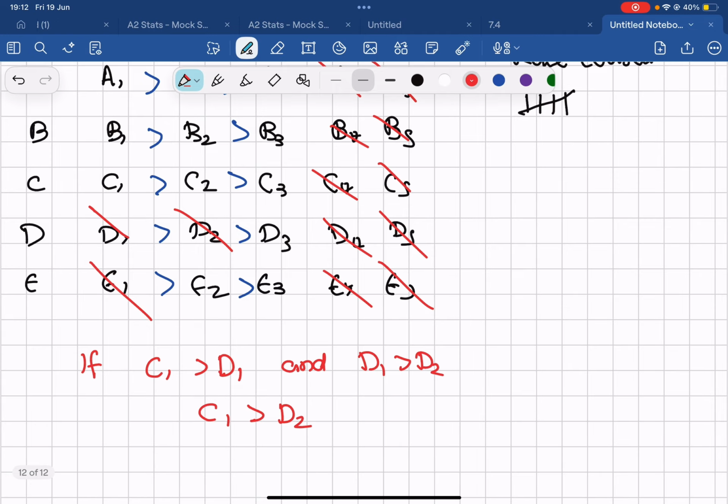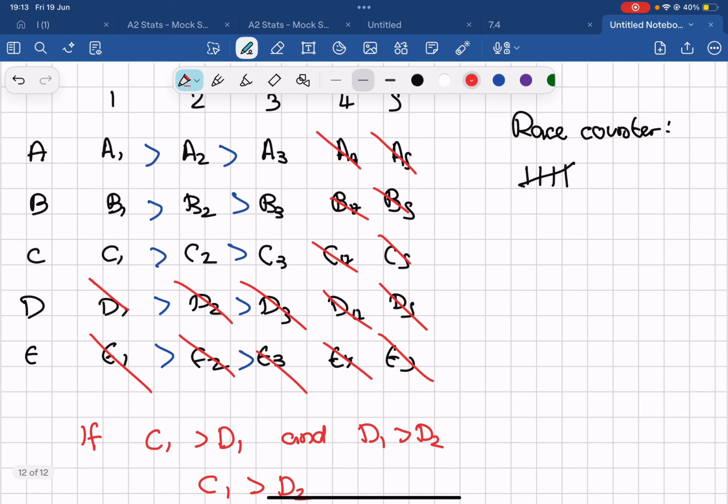Again, C1 is greater than E1, which means C1 is greater than E2. And then the same logic for D3 and E3. Alright, we've cut it down quite a bit. And we haven't even done another race yet, but can we cut it any more? Well, we can also say that C2 and C3 cannot be in the competition anymore. Why is that? Well, we said C1 is the slowest out of the 3 we just raced.